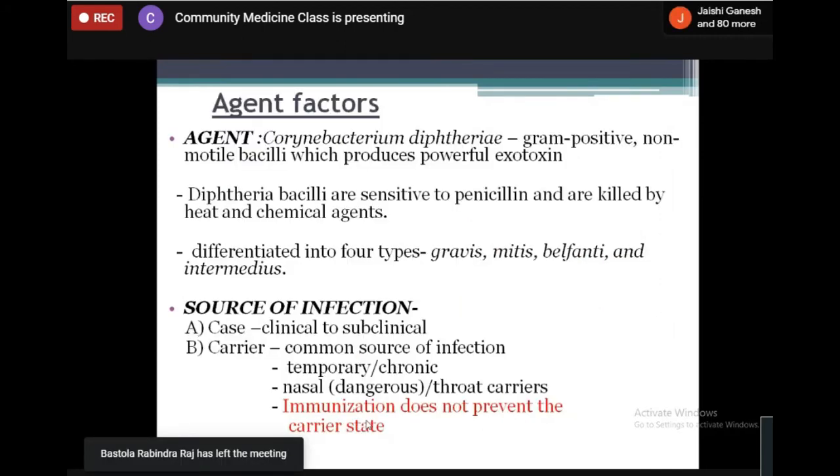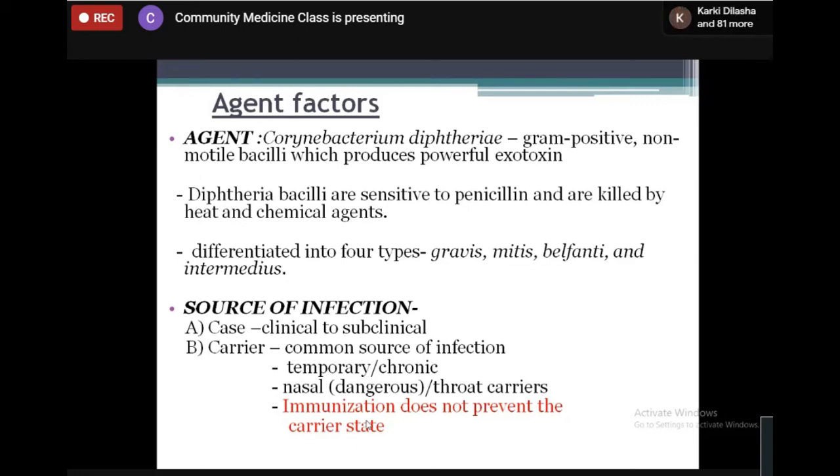So you know the causative agent. It is Corynebacterium diphtheriae. It is a gram-positive, non-motile bacillus, which produces a powerful exotoxin. This diphtheria bacillus is sensitive to the penicillin group of drugs, and is killed by heat and chemical agents. It is differentiated into four types: gravis, mitis, belfanti, and intermedius.